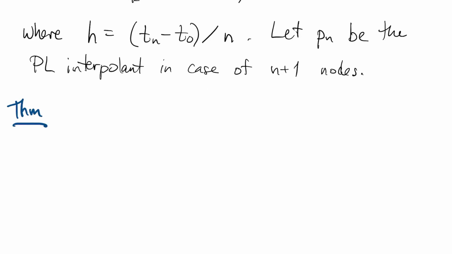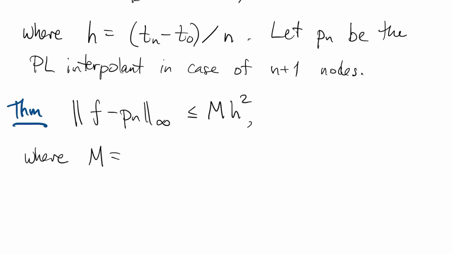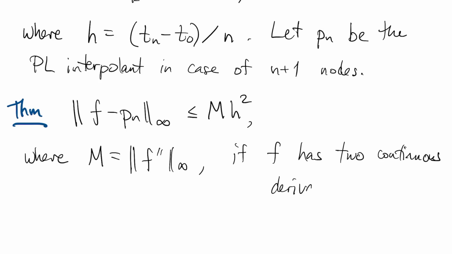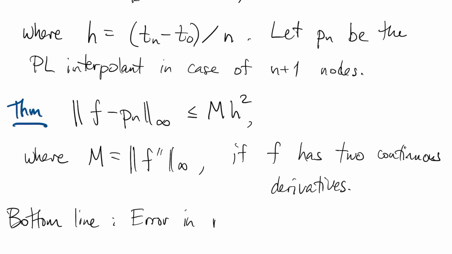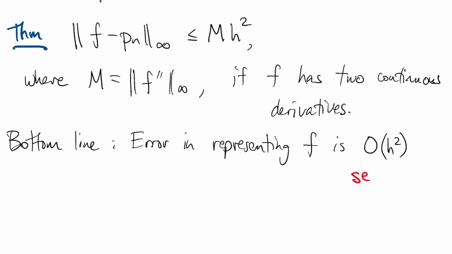As described in the exercises, there's a theorem we can prove giving an upper bound on the difference between f and Pn. This bound is a constant M times h squared, where M is the maximum of the second derivative of f. In most situations, we don't actually know M, we just know that it's there. And what's important is that the error is on the order of h squared as h goes to 0. We call this second order convergence.